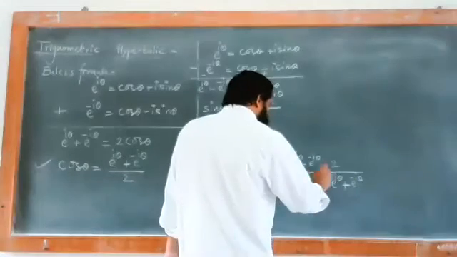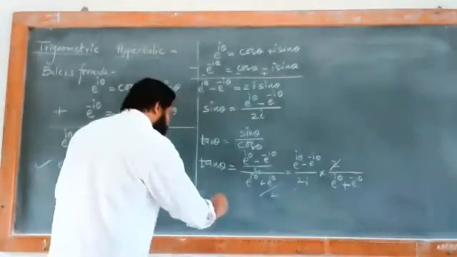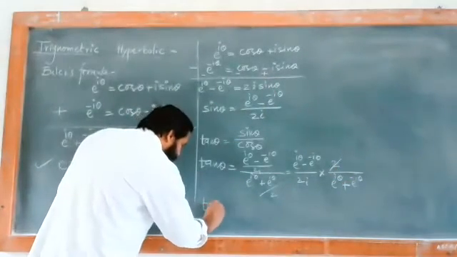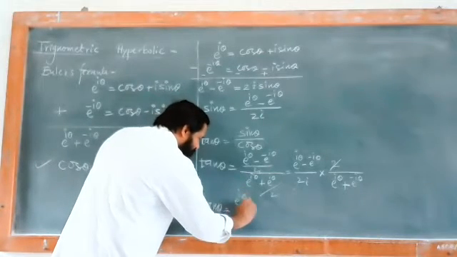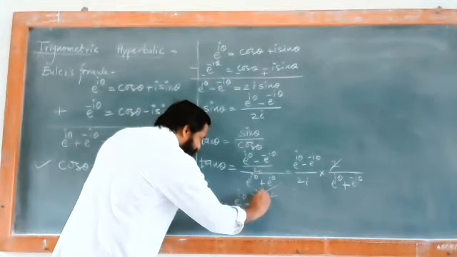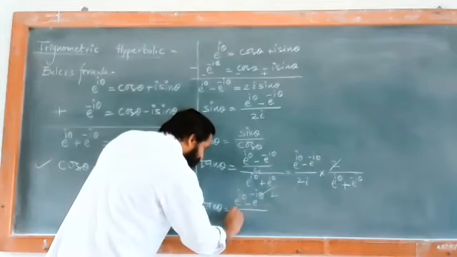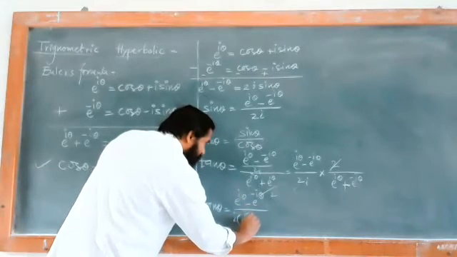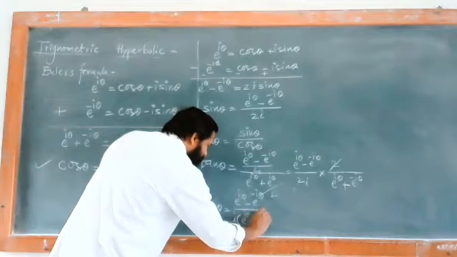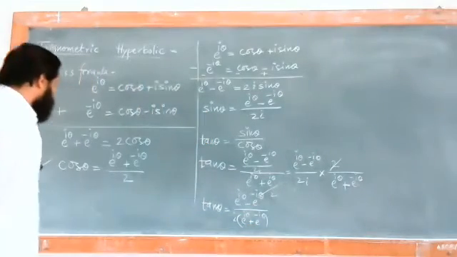And so this 2 will get cancelled out, and we will get the value of tan theta is equal to e raised to I theta minus e raised to minus I theta divided by I times e raised to I theta plus e raised to minus I theta. So that is your tan theta.